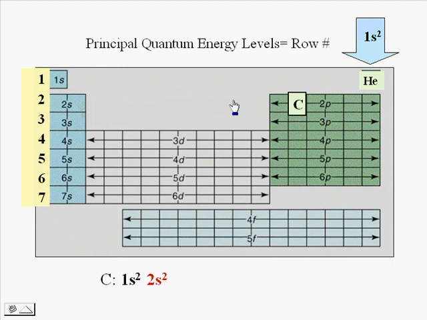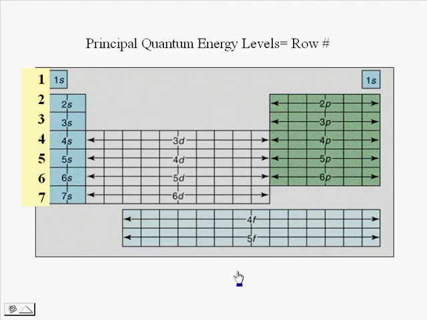So we need to cross the ocean to get here to the P area. This first column is going to be the P1 column, P2. So carbon is 1S2, 2S2, 2P2.